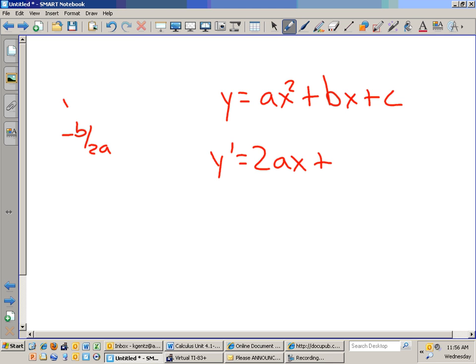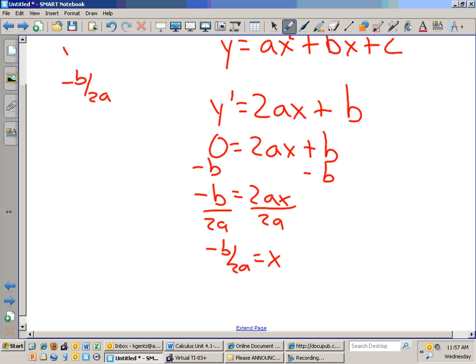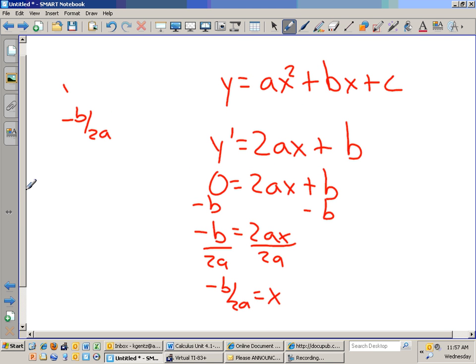2ax plus b. And if you solve that equal to 0, 2ax plus b, if we want to solve for x equal to 0, what would you do to both sides? Subtract the b. Negative b equals 2ax and divide by 2a. So negative b over 2a is equal to x, the location of what you always knew to be the vertex. So that works out. You know, calculus shows that to be true. And calculus is useful for a lot of those things, which we'll do later on.